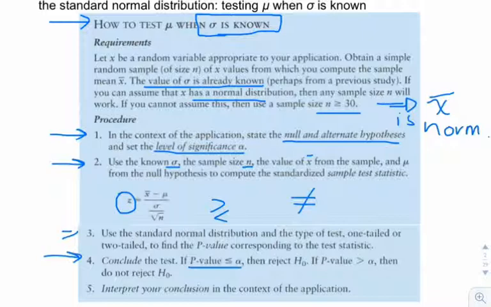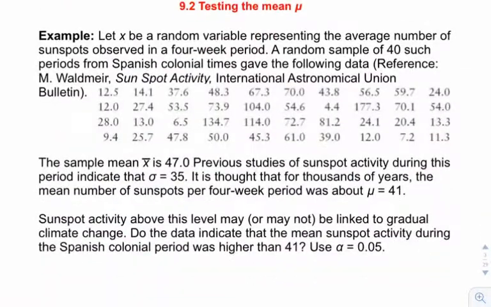So let's look at an example. Let x be a random variable representing the average number of sunspots observed in a 4-week period. A random sample of 40 such periods from the Spanish colonial times gave the following data. Each of these represents an average over 4 weeks. So in one 4-week period, there was an average of 9.4 sunspots observed. In another 4-week period, there was a 104 sunspot average.